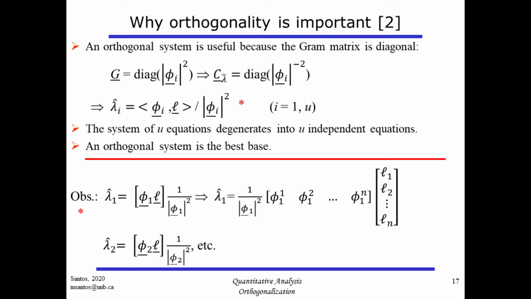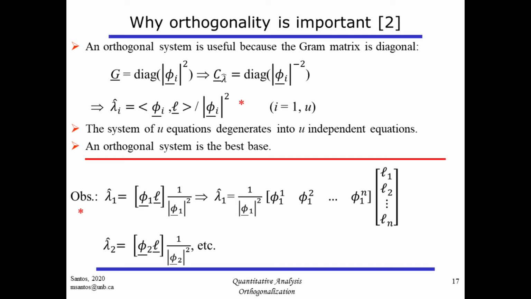An orthogonal system is useful because the Gram matrix is diagonal. Again, from least squares approximation, we know that the Gram matrix plays a similar role to the normal matrix in a least squares parametric adjustment. And from the inverse of the Gram matrix, we can compute the covariance matrix of the coefficients. And how do we compute the coefficients?